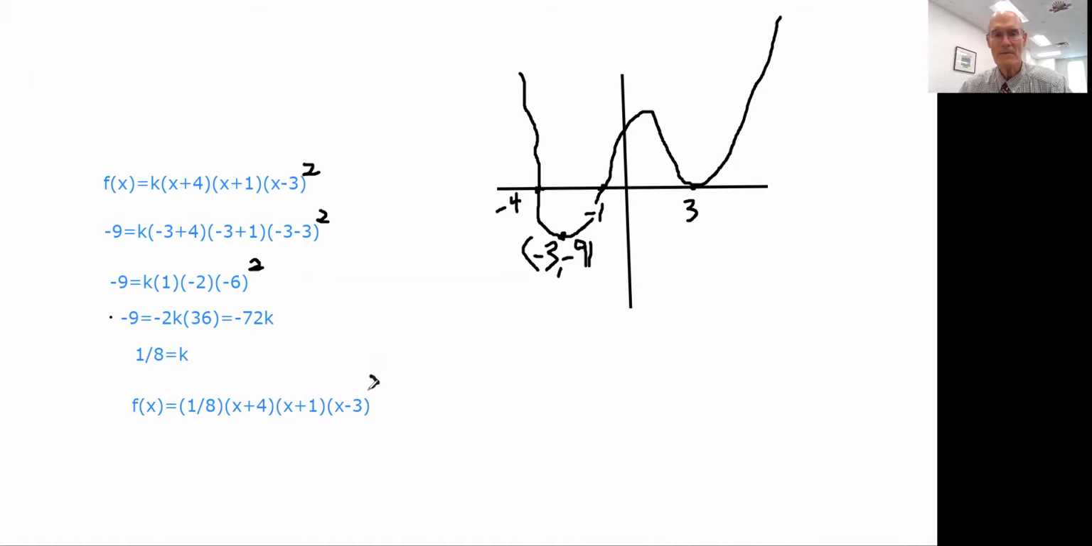So that's the type of problem you have for your homework, which is problem number 83. This is 83, I believe. Your homework problem is problem number 84.